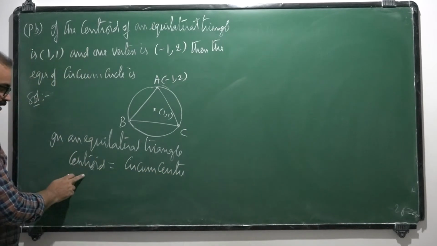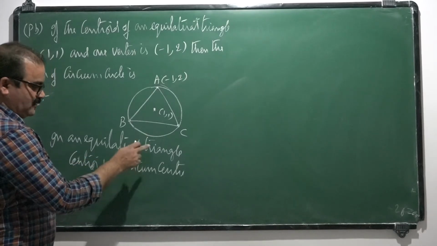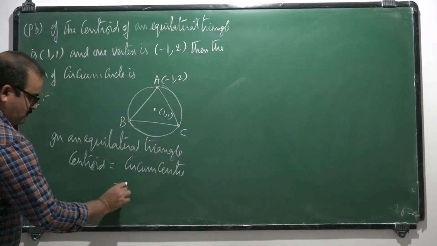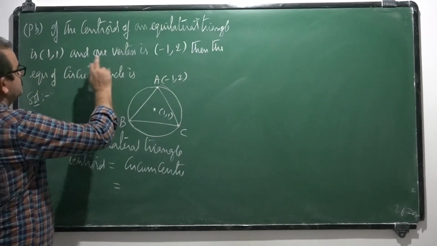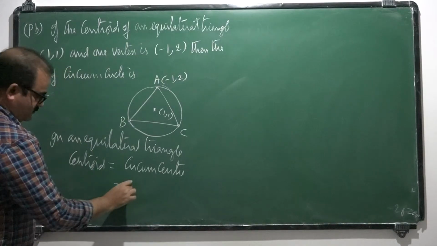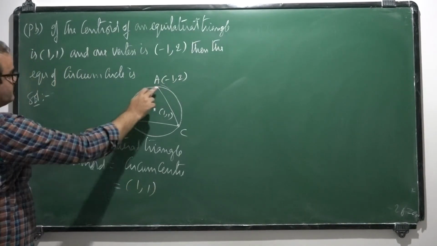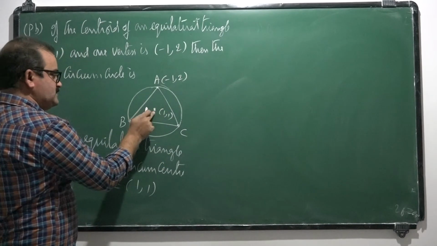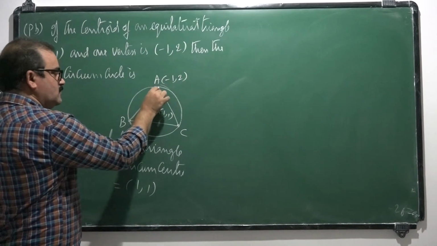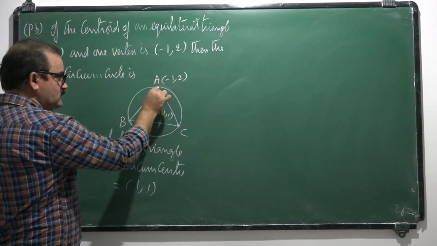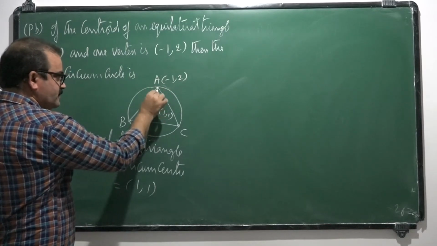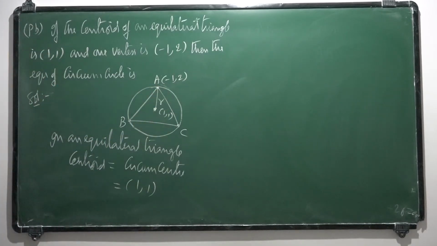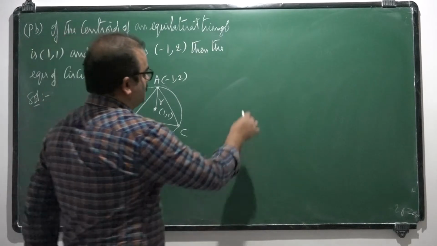In an equilateral triangle, centroid, circumcenter, orthocenter, incenter all are the same. What is the given centroid here? (1, 1). This is the center of the circle, and one vertex is given. When the center is known and a point on the circle is known, the distance between the center and the point is the radius of the circle.